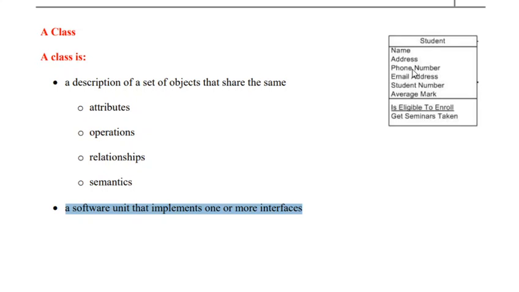In some of the representations, you may also find an optional plus, minus, and hash associated with each of the data members and the member functions. Plus basically means public, minus basically means private, and hash refers to protected. These are the access specifiers that are associated with the data members as well as member functions belonging to a particular class.